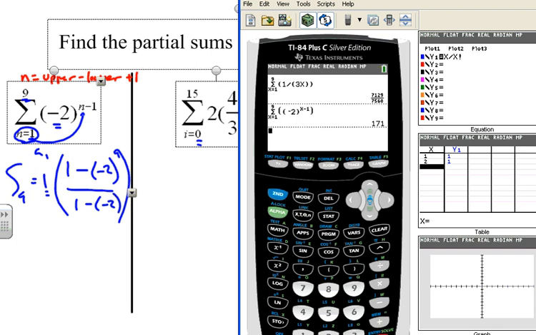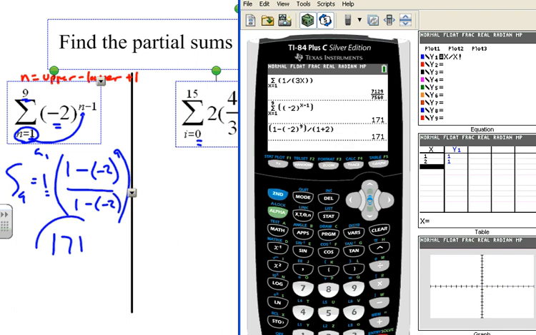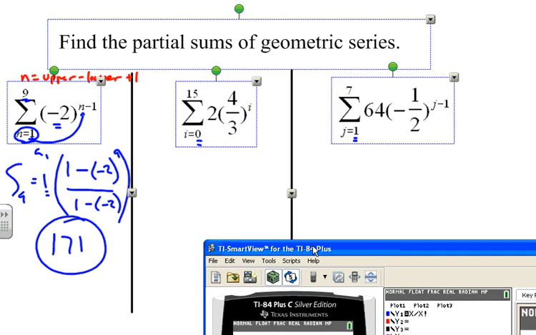Now if I plug the other version in, I have 1 minus, parentheses, negative 2 to the 9th power, close the parentheses, and divide that by 1 plus 2, because the negative is positive. I just multiply this by 1, so I didn't put that in there. When I press enter, I get 171. So it happens to be correct that we get the same answer in each case. All right, let's try some more.